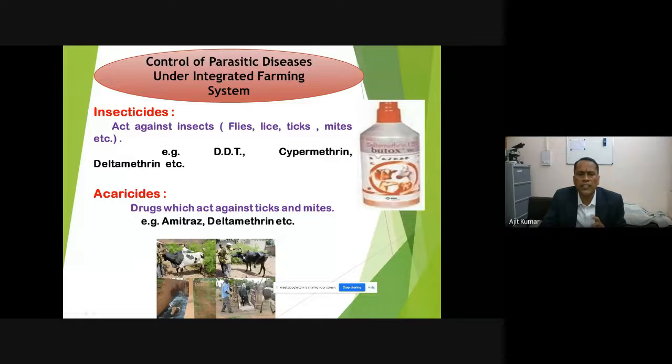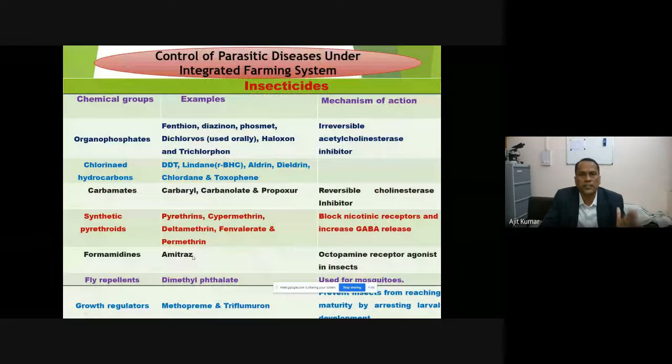These are the different methods of using the acaricide: applying on the rib and spinal cord of the livestock, applying on different parts of the body of the host, and dipping in the insecticides. This is the different group of insecticide we can use to control ectoparasites like fly, flea, ticks and mites. So we can ultimately control the different diseases transmitted by these insects.